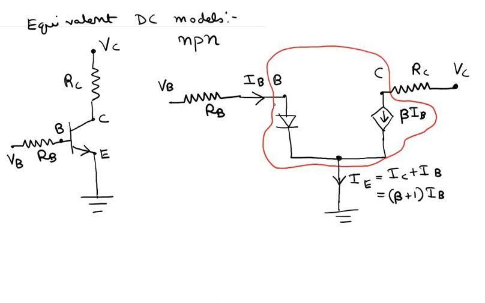So these resistors RB and RC and these voltage sources VC and VB are not internal things of the transistor. These voltage sources and these resistances are basically external to the transistor. So the part enclosed within this red loop is actually the equivalent DC model of the transistor.